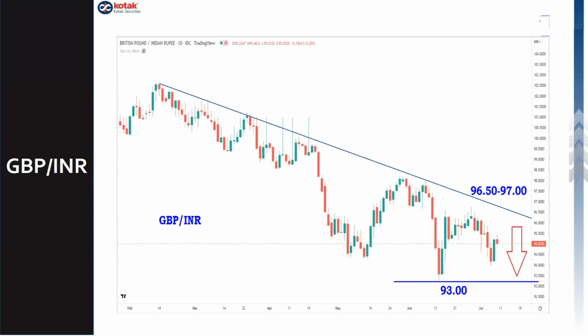So the GBP INR chart is clearly downward. It's bearish, but there is support around 93 and 93 and a half, which is around the June lows. So it's still a sell on rise, but remember, have stop losses, stick to the stop losses, have smaller position sizes, and don't fight the trend. Otherwise, big losses can happen.